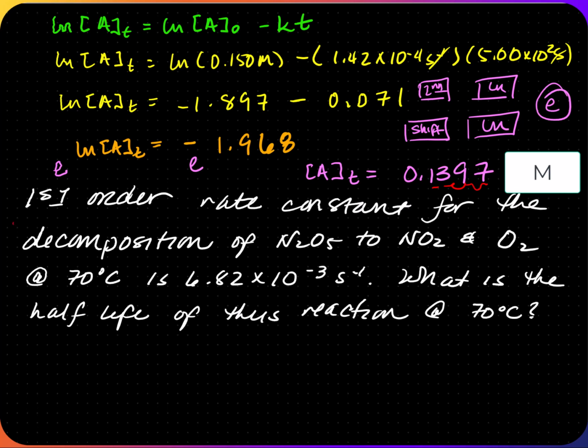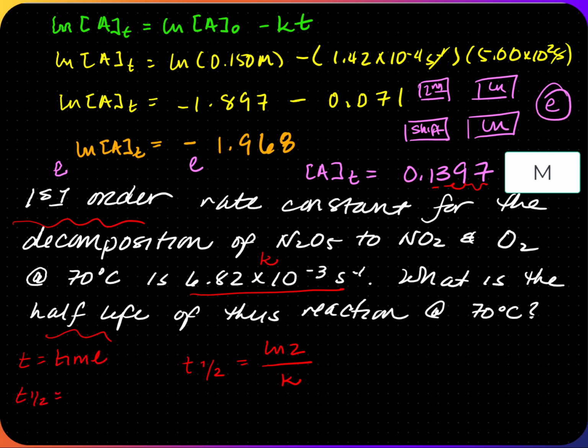So this problem is also first order. The rate constant for this decomposition is given as this, so that's my k here. What is the half-life of this reaction? So the half-life for a first order is t 1/2 equal to ln 2 over k. Please note that t is equal to time. T 1/2 is half-life. They do not mean the same thing.